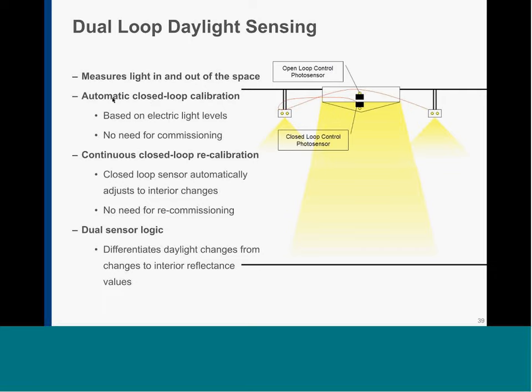At that time, we were doing it only at night when we knew what the signal from the electric light would be. And it works pretty nicely. So it doesn't need to be commissioned, not even in the beginning, and it doesn't need to be recommissioned ever. A combination of the two proved to be very effective in reliable sensing of daylight changes.